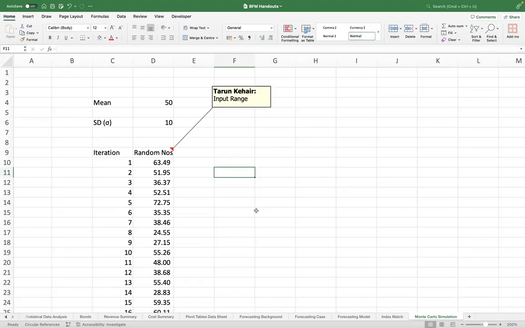Now, for the bin range, the confidence interval is mu plus minus 3 sigma. So what is mu plus 3 sigma? Upper limit, mu is 50, 3 times sigma is 30. So 50 plus 30 is 80. And for lower limit, 50 minus 30 is 20. So my mu plus minus 3 sigma will be lying between 20 and 80.